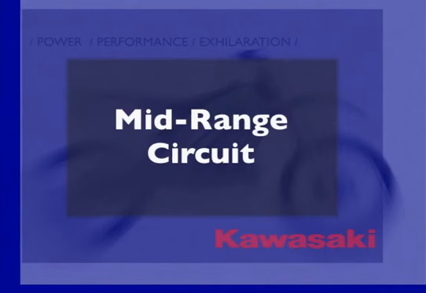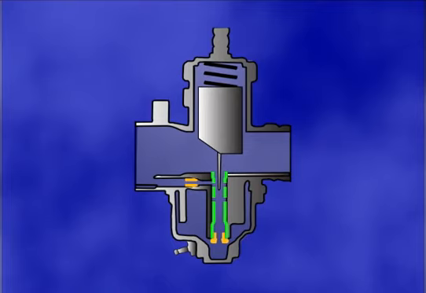The mid-range circuit provides the proper air-fuel mixture at 1/4 to 3/4 throttle openings. There are two types of needle circuits, bleeder and primary types. Both types use a needle jet, jet needle, and air jet.